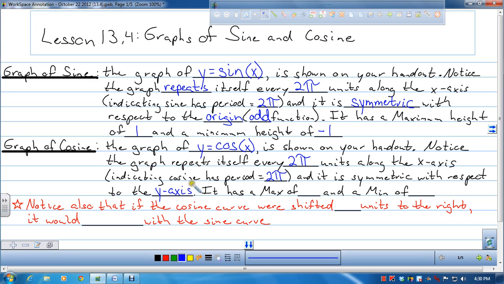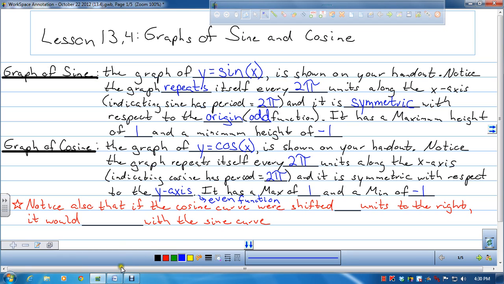I didn't put that in here for some reason, but that would indicate that it is an even function, right? It's an even function. Not sure why I don't have that in the notes here. It also has a maximum of 1 and a minimum of -1.